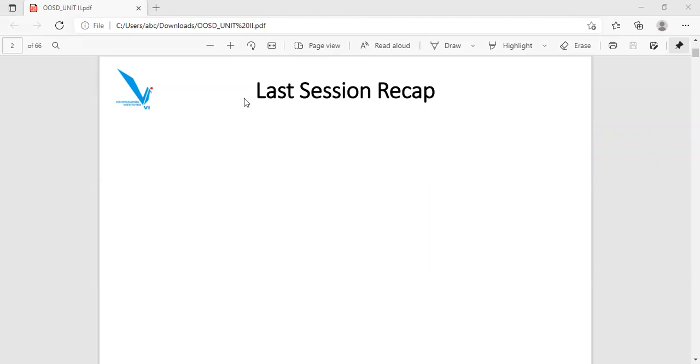So we'll start today's session with a recap of the last session. We have completed unit number 1. Let me recall what we covered in the last unit, where we saw the views of software development, the traditional approach, and the difference between the traditional system development methodology and object-oriented analysis and design.